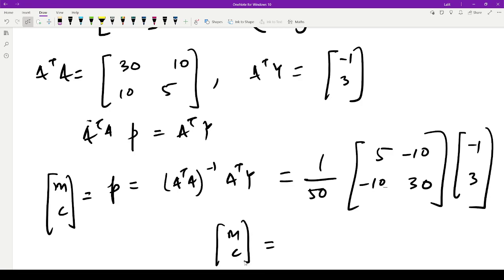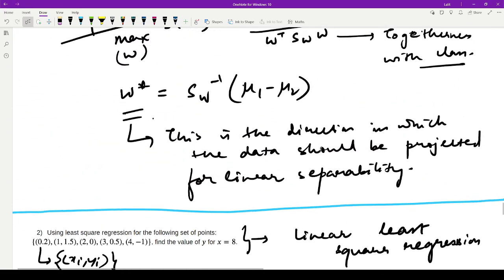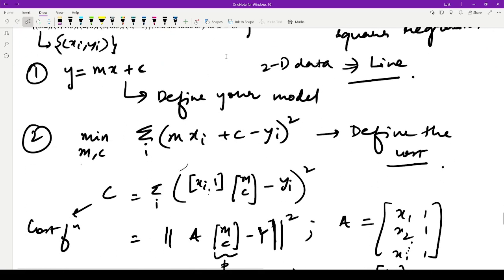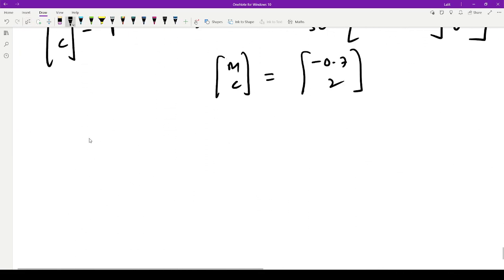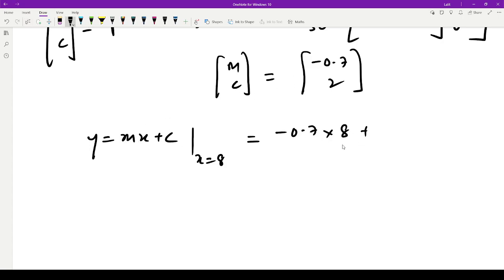So once you have this, what we can do is then just get the values m and c, which turns out to be minus 0.7 and this is 2. So what our ultimate question is to find the value of y for x equals 8. So we need to find y equals mx plus c at x equals 8. So we have 0.7 coming from here, x is 8 and c turns out to be 2. It gives us minus 3.6. Okay, this is the final answer. Any doubts?